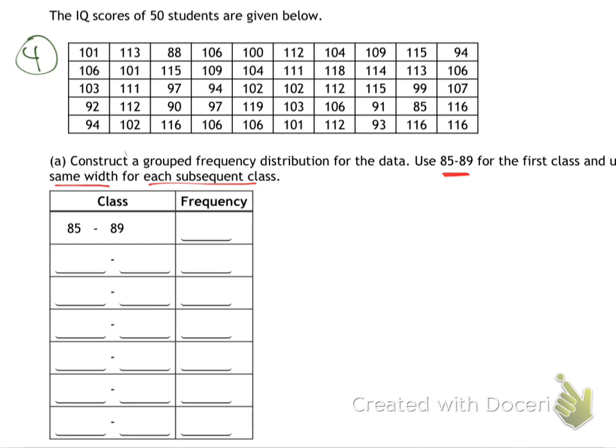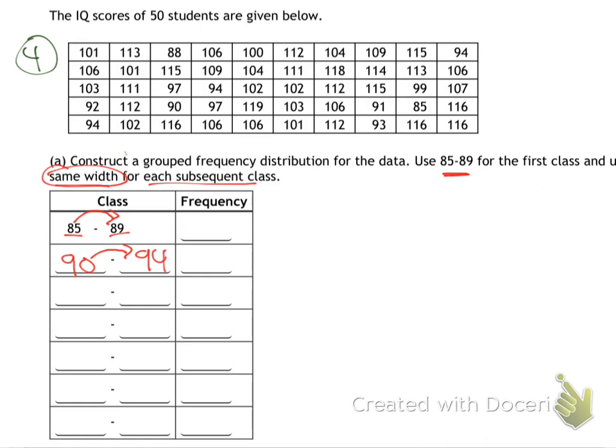So what will be the next class? If the first one goes, they're just going to keep going up. So if this one goes from 85 to 89, the next one will start at 90. And how far will it go? How much is this adding? 4, right? 85 to 89 is adding 4. So it told me to keep the same width. So I'll just add 4 again, so that'll be 94.